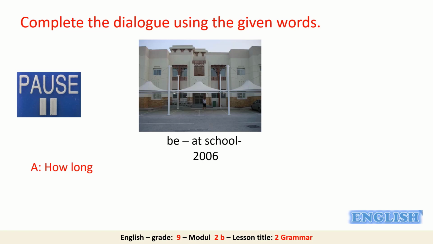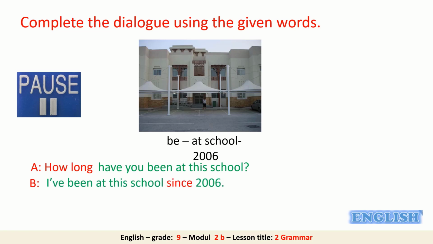Okay, now what do you think? What is the correct question about this picture? Excellent. How long have you been at this school? Now, what about the answer of this question using 2006? What do you think? Great. It is I've been at this school since 2006. Here we use since because we have a point in time. It's the name of the year. Great job.